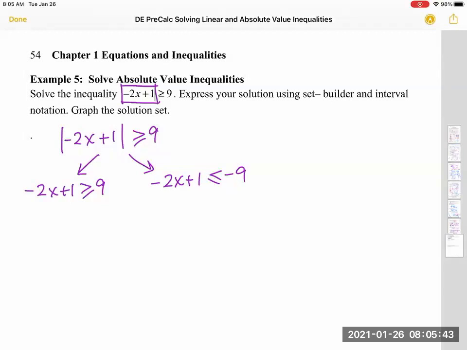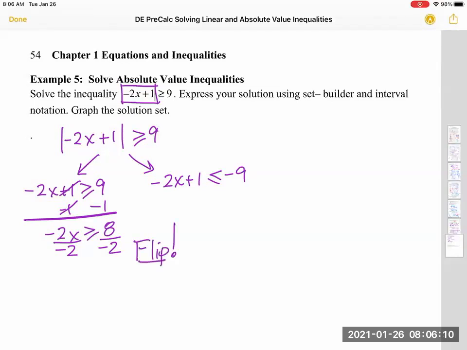Be careful with your algebra, of course. You're going to subtract 1, so negative 2x is greater than or equal to 8. And then divide by negative 2. We're dividing by a negative number, like what we talked about yesterday, so flip the sign, don't forget. So this will be x is less than or equal to negative 4.